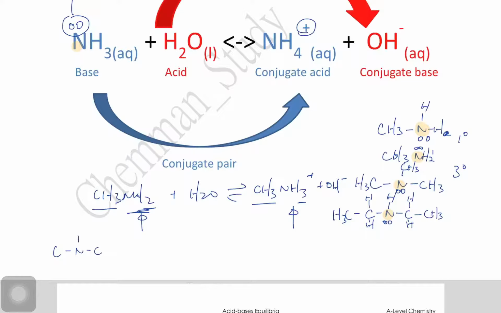Even for something like a tertiary amine, after you add the water, the extra proton will still bond to the nitrogen, and it becomes a positive ion. So all the time you can see the change is increasing by one H and the charge going from neutral to 1 plus. That's all for the association of the weak base.